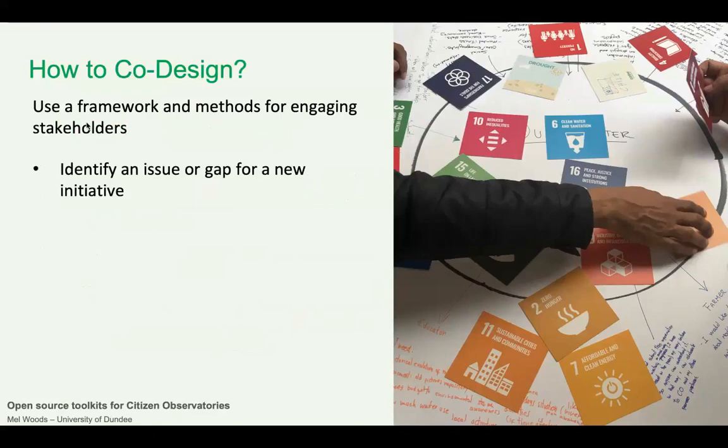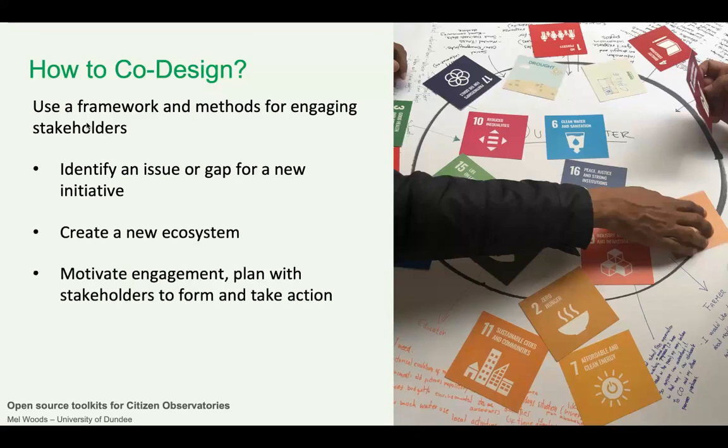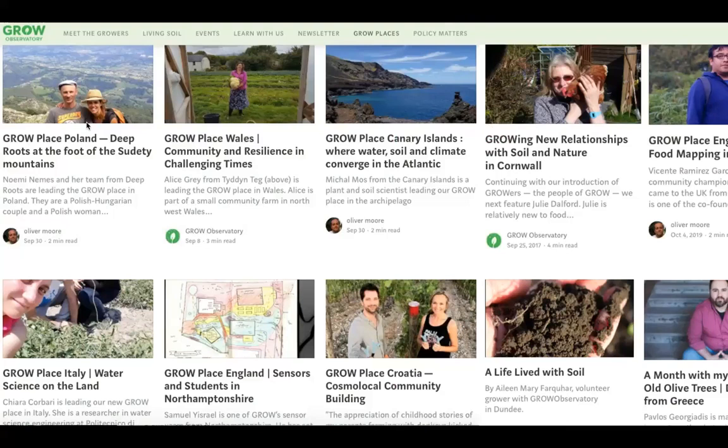They often identify an issue or gap for a new initiative at local level to create a new ecosystem. And here on the right, you can see an image of people working together to look at the way data might move in and out of a particular initiative. Here it is around food and hunger and drought. We motivate, engage and plan with stakeholders to form and take action, and we identify what those actions might be collaboratively, and then we find the right team to underpin the observatories. And here you can see an example of some of the variety of communities that we involved in GROW, all of the places that they engaged from, and the stories that they started to tell about their journey along with us.